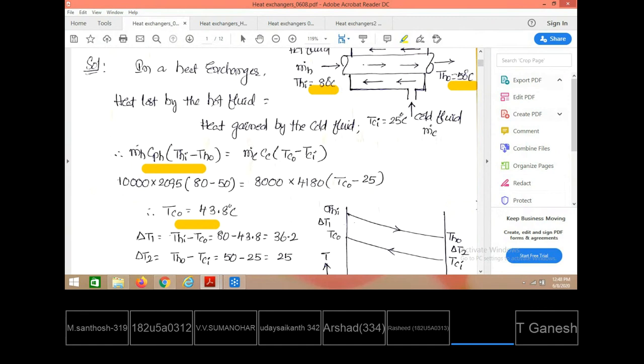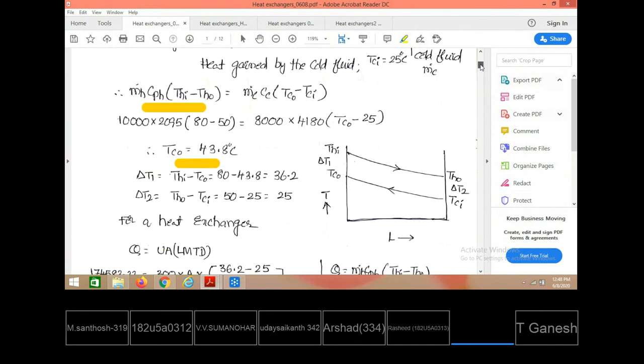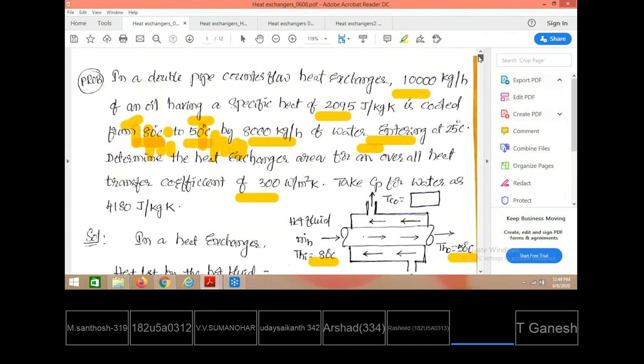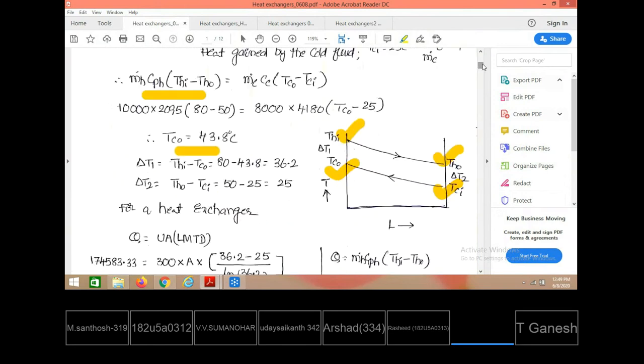So now for the given heat exchanger, we know all the terminal temperatures. That means hot fluid inlet temperature, hot fluid outlet temperature, cold fluid inlet temperature, and cold fluid outlet temperature. In the problem itself, it is considered as a counterflow heat exchanger, or reverse flow heat exchanger. Therefore, hot fluid will drop the temperature while flowing in the forward direction, and cold fluid will increase the temperature while flowing in the reverse direction. So that is what I have shown.